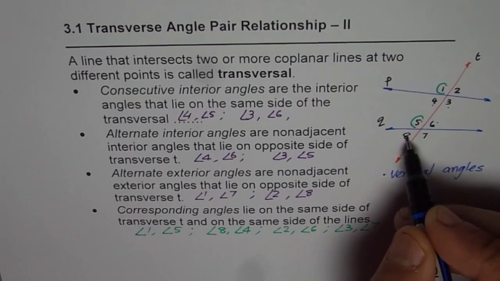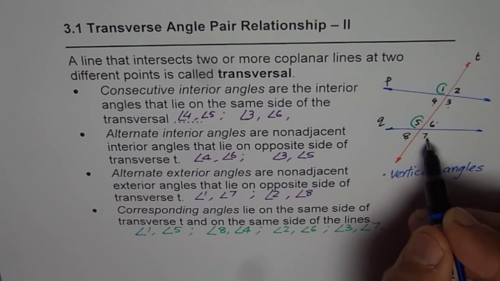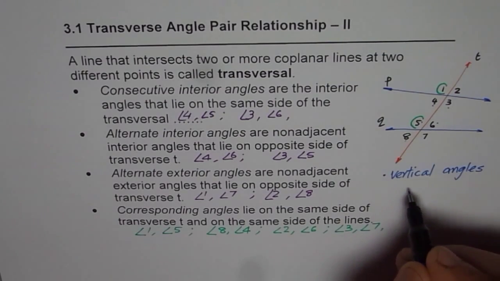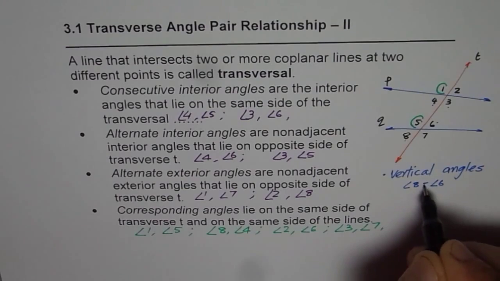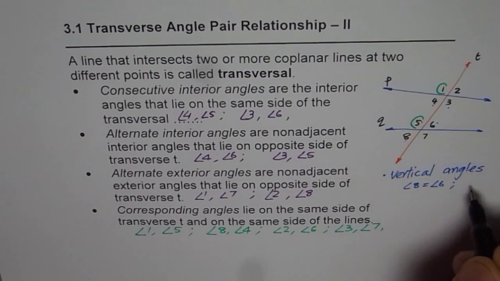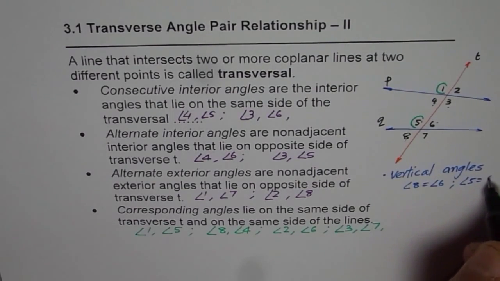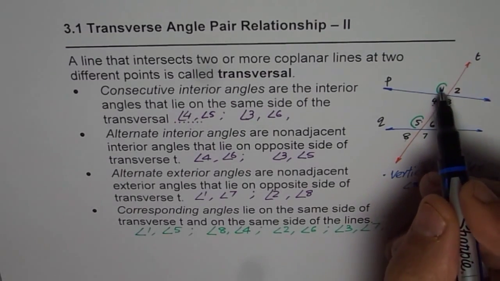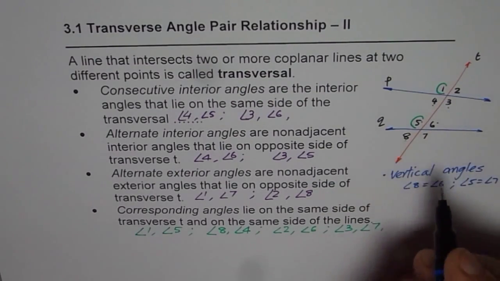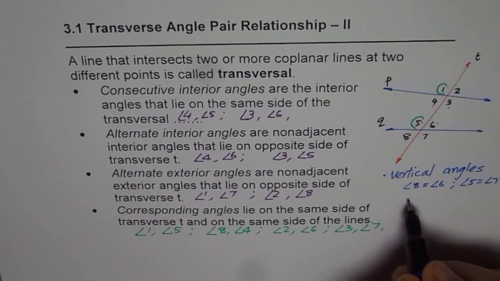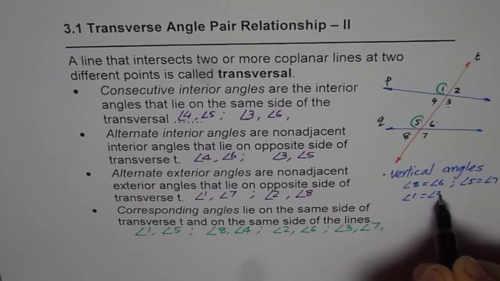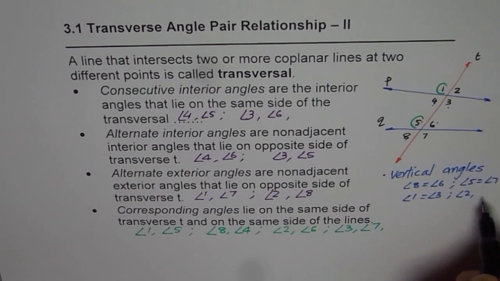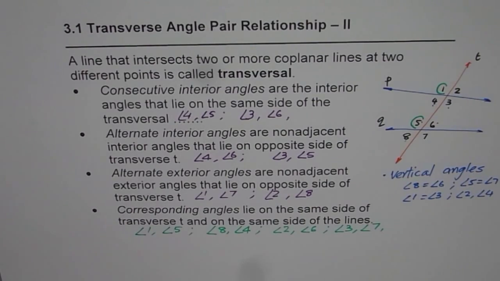Vertically opposite: 8 and 6, 5 and 7, right? So for example, here the set is angle 8 and angle 6, and we know they are always equal, right? And 5 and 7. This is one set, and with the other line, line P and T, we form two sets of vertical pairs. They are also called vertical pairs at times. They're always equal, right? So it's a good time to review what we have learned in the previous chapter. So those are vertical angles.